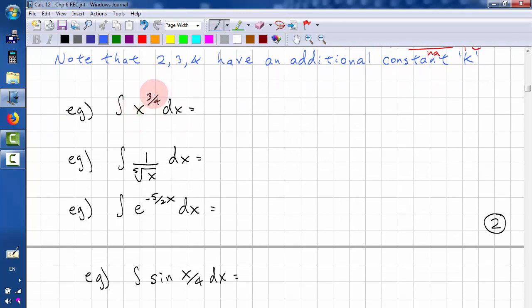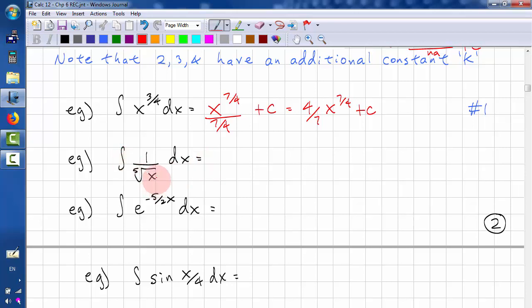Integral of x to the power of 3 over 4 dx. We just use the power rule, that's number 1. So this is x to the power of 7 over 4. We add 1 to the exponent, and we divide by the new exponent, plus c. We can simplify this by multiplying by the reciprocal: 4 over 7, x to the power of 7 over 4, plus c.